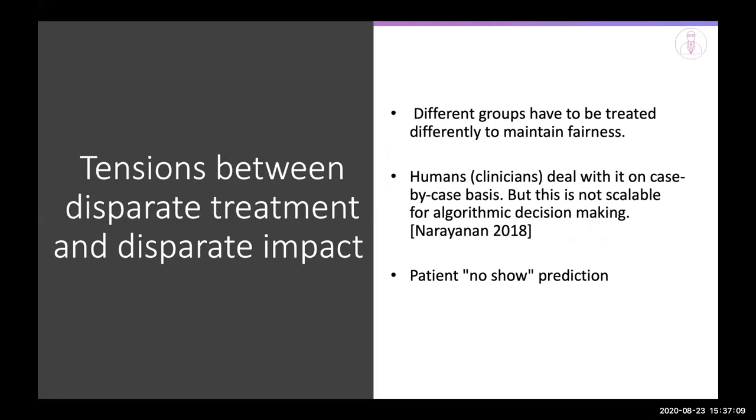So again, we're coming back here to what we mentioned in an early slide, which is around disparate treatment and disparate impact. And one of the use cases to talk about here is patient no-show prediction. And this is one we haven't talked about yet in this tutorial. So I'll just give a brief background.